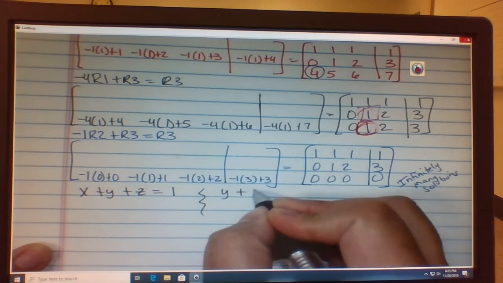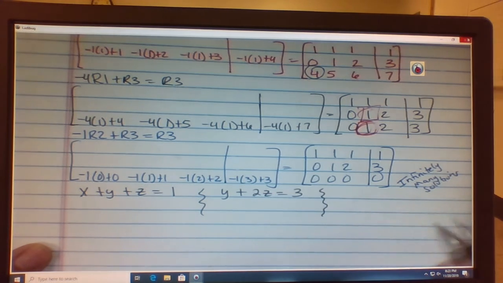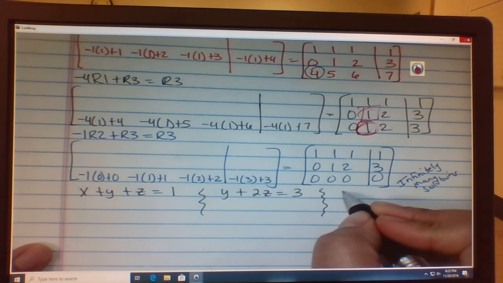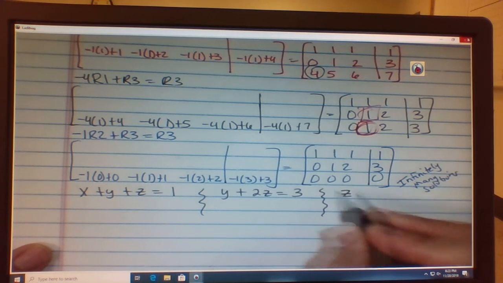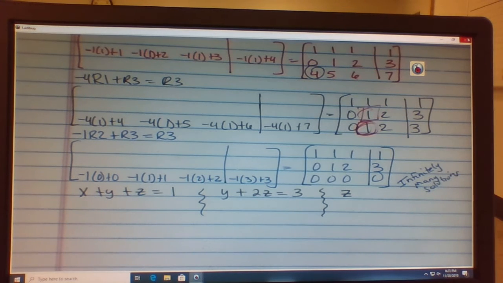Y plus 2z equals 3. And what is my last one going to be? 0 equals... it's just z. So when you get all zeros, it's just z. It represents z, but there is nothing. So it's just z. That's all it is.